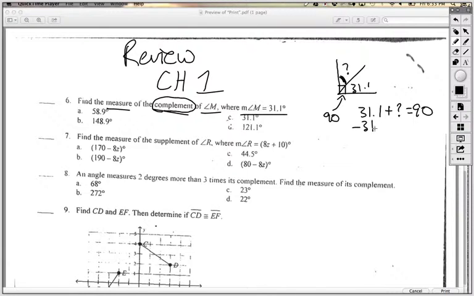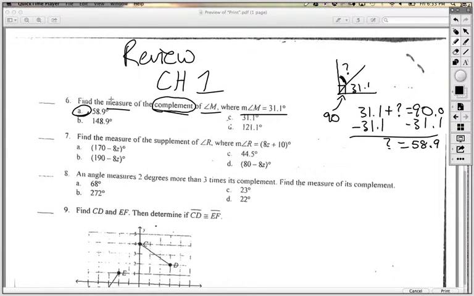Okay, so I guess I just subtract 31.1 and let's see what I would get. Okay, well I can't subtract that decimal there. There we go. So this is going to give me 58. Is that right? Yeah, 58.9. Hey, would you check that out? A. That would be the answer.